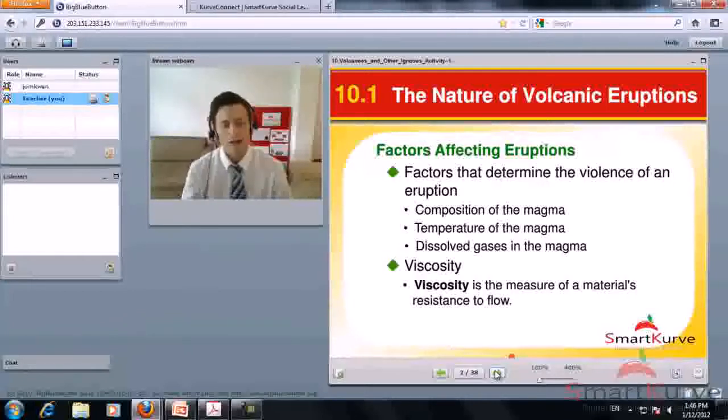Remember, when we looked at rocks and minerals, we talked about composition a great deal. We learned about the presence of high silicate minerals like feldspar and quartz. We see these in rhyolitic rocks like granite, those rocks with a lot of silicates.